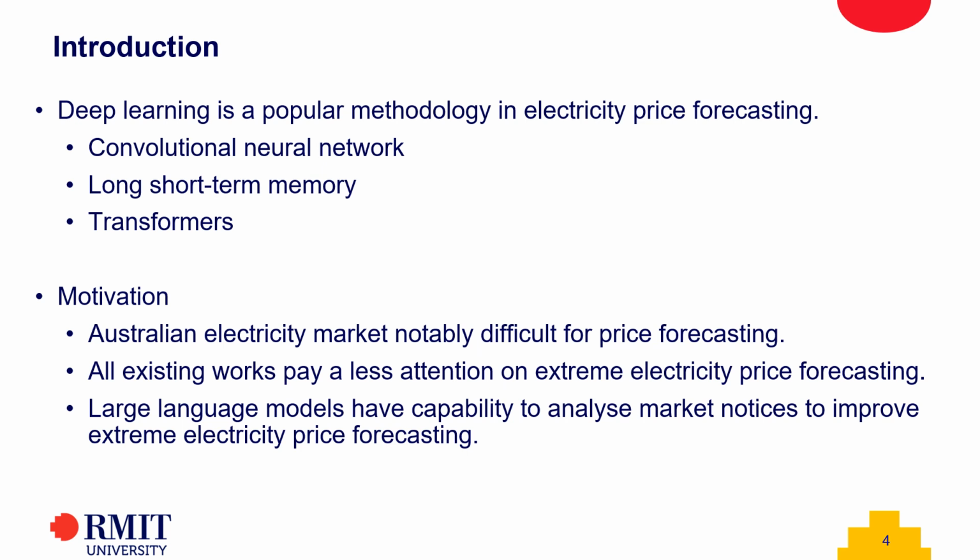Traditional research focuses on broad time series predictions, but for electricity trading, pinpointing sudden price spikes is crucial for profit. Deep learning has emerged as a key forecasting method, but the unpredictability and complexity of market notices hinders accurate predictions.